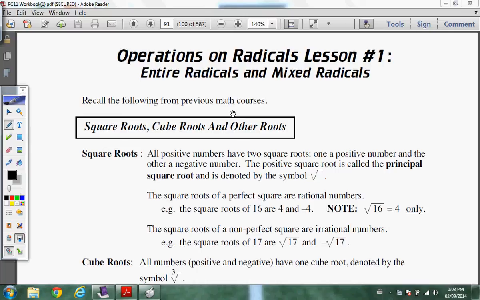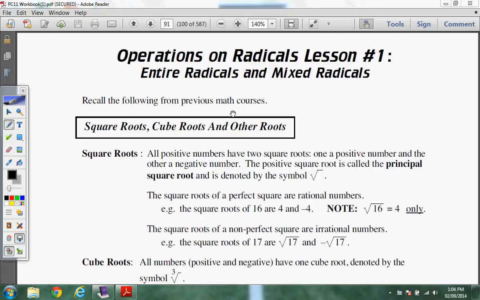So we have square roots, cube roots, and other roots. Obviously, or maybe not obviously, but anytime you see a radical with nothing inside, you assume it's a square. It's always assumed to be a square root, being 2. So if nothing's in there, it's just going to be a 2 to you.